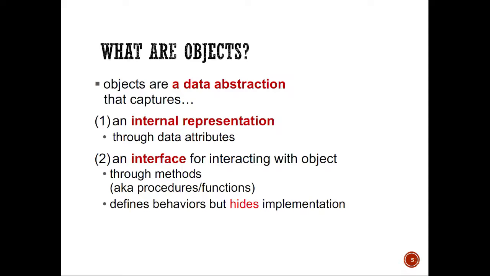So what are objects? Objects are basically a data abstraction that captures two things: the internal representation, which is done through data attributes or characteristics, and the second is the interface to interact with the object through methods, or what we also call procedures and functions. This allows us to define particular behaviors, but still hide the implementation side of it.